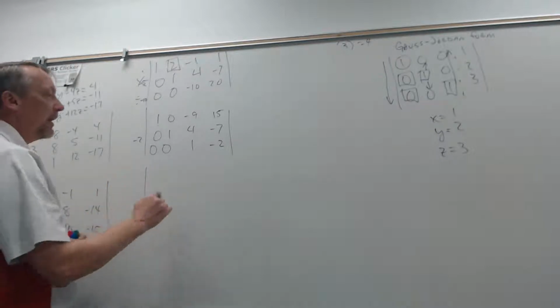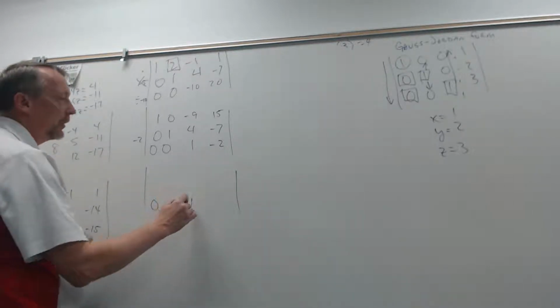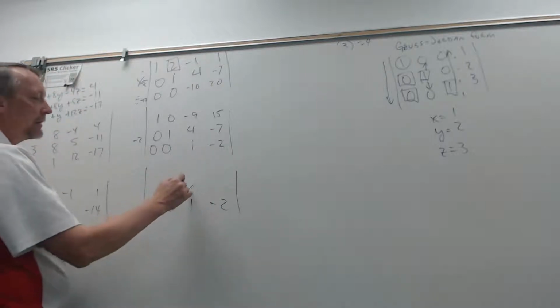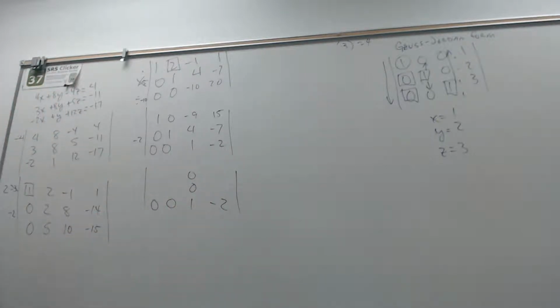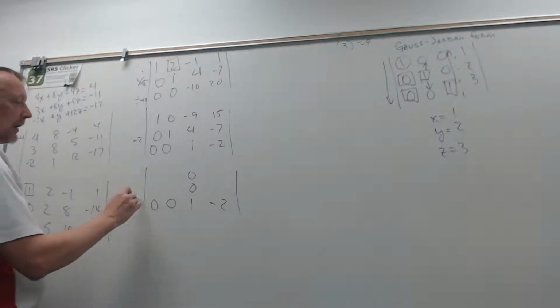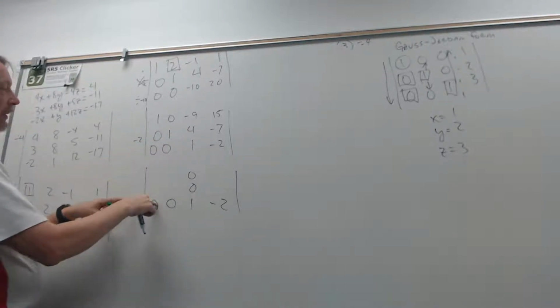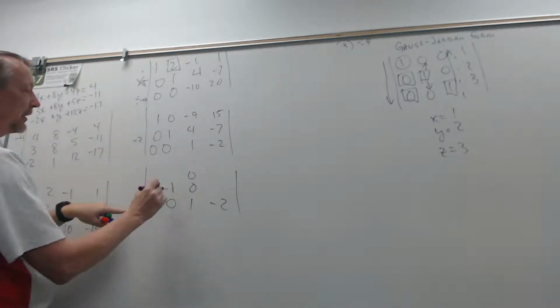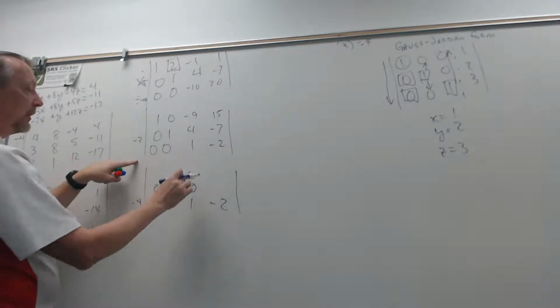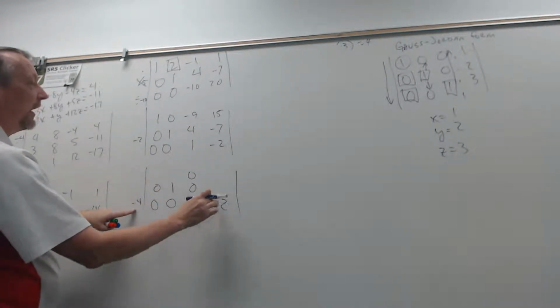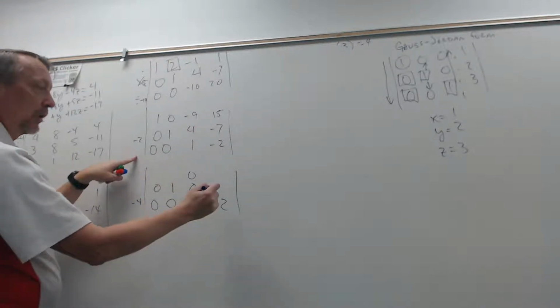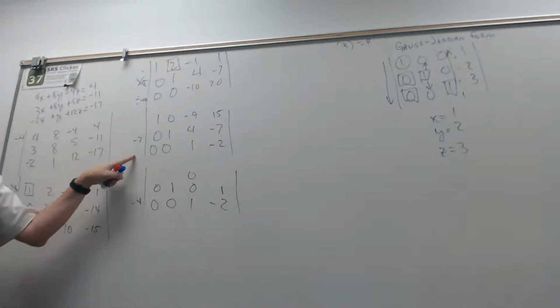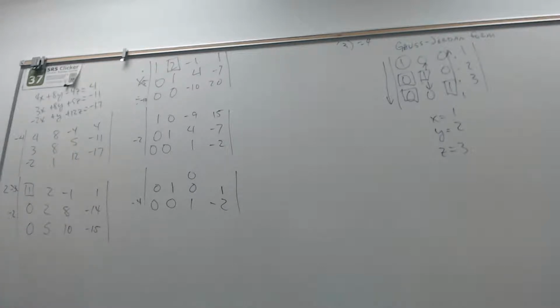Now, my bottom row is perfectly fine, right? 0, 0, 1, -2. I need to get a 0 and a 0 here. How do I do that? You take the bottom row and times it by -4 first. So 0, 0 plus 0 is 0. 0 plus 1 is 1. -4 plus 4 is 0. Positive 8 minus 7 is positive 1. Okay? So now we're pretty good, right?